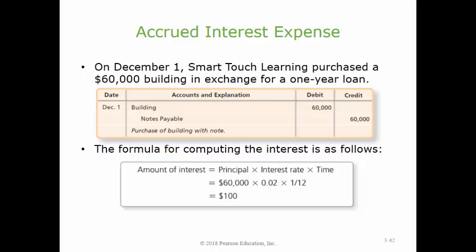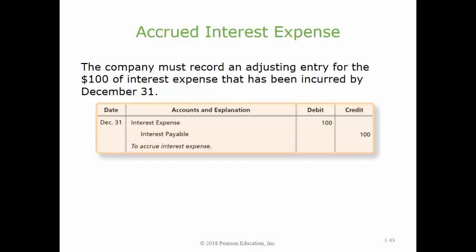The company will make an adjusting entry to record interest expense for 1 month, December 1st through December 31st. Assume 1 month's interest expense on this note is $100.